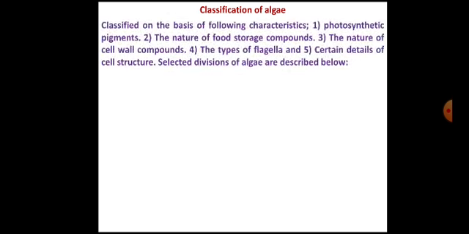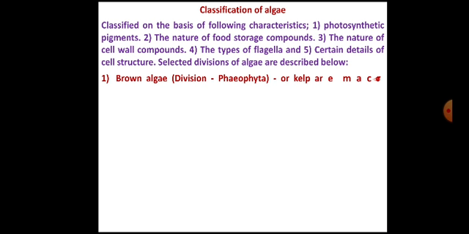Now the classification of algae, we are not going into too much detailed classification, but the basis of classification, means the basis on which there are different classes of algae that we can see, are photosynthetic pigments, the nature of food storage compounds, the nature of cell wall compounds, the type of flagella, and detailed cellular structure. So these characteristics are responsible for the division of algae.